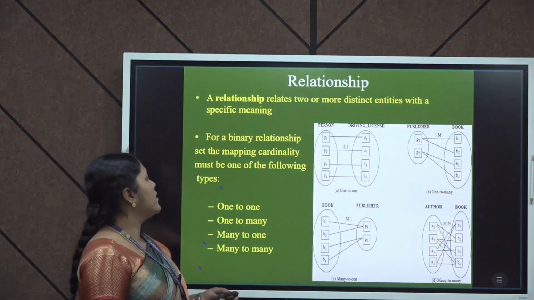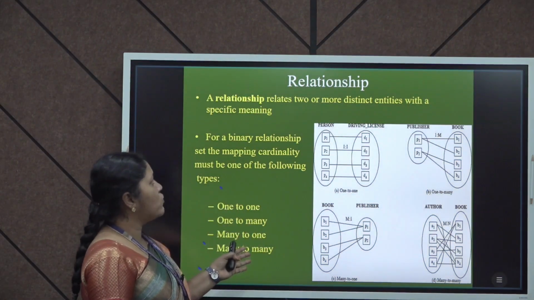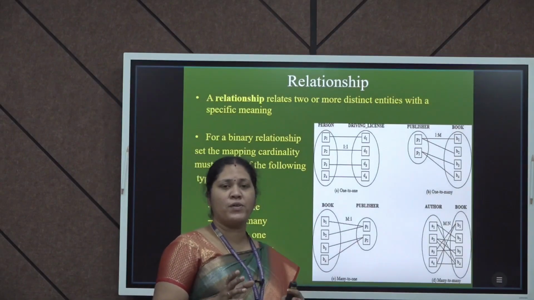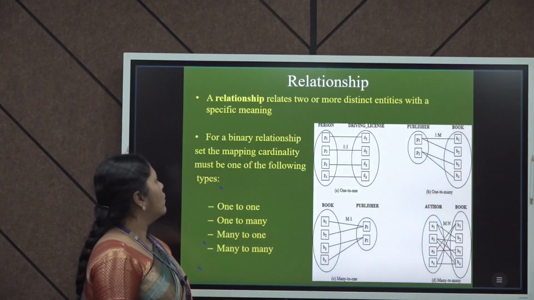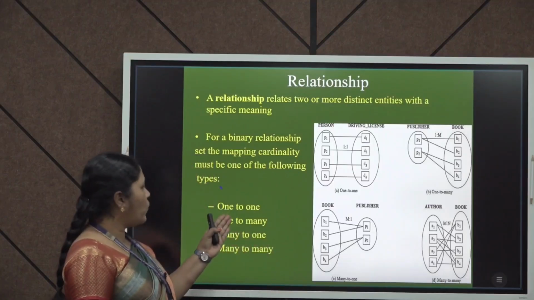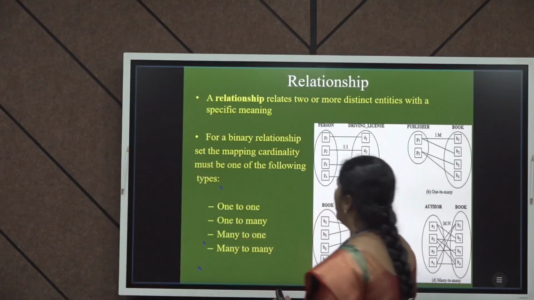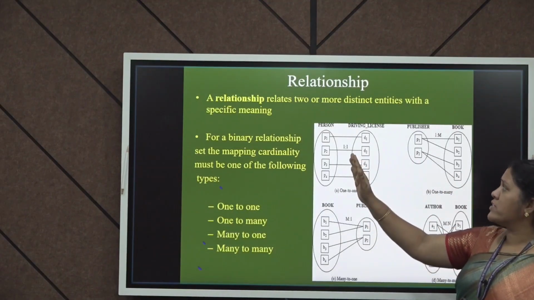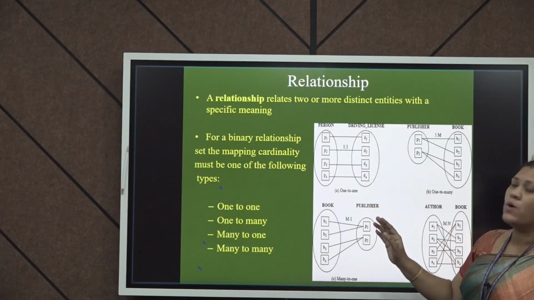So next, relationship. A relationship relates two or more entities with a specific meaning. For a binary relationship, there are four mapping cardinalities, that is one to one, one to many, many to one, and many to many. One to one is where an entity in one relation is associated with only one entity in the next relation. That is called one to one.